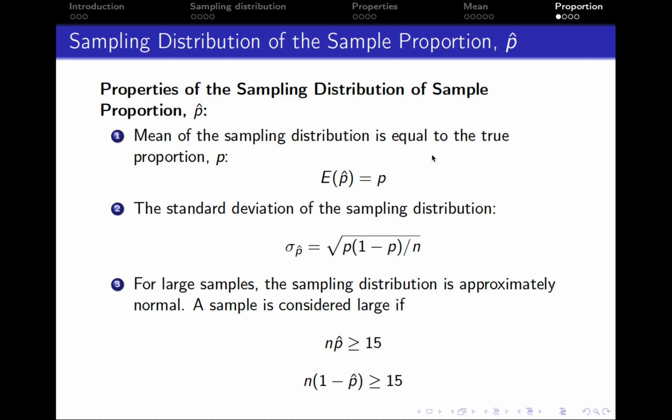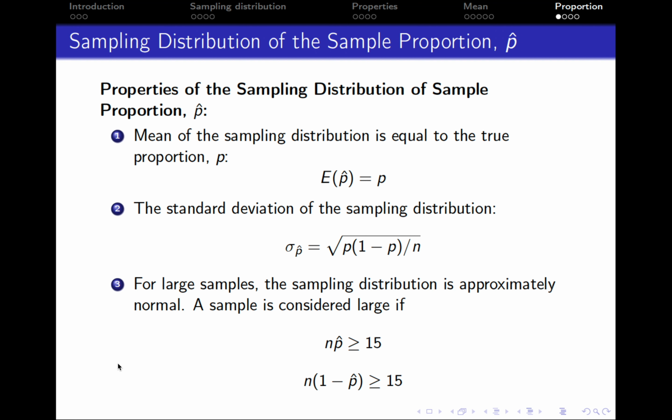The standard deviation of the sampling distribution is calculated as the square root of the true population proportion multiplied by 1 minus the true population proportion, divided by the sample size, the number of observations n. And if we have large samples, so samples with a lot of observations, the sampling distribution is said to be approximately normal.